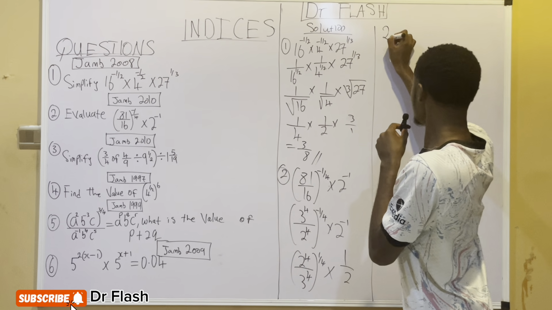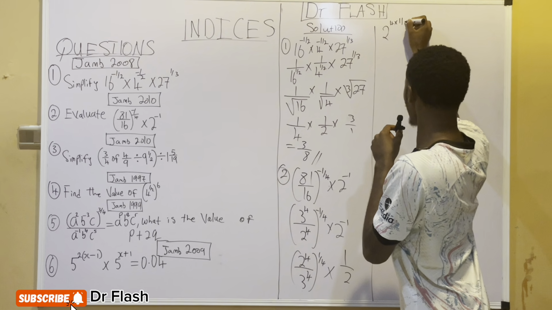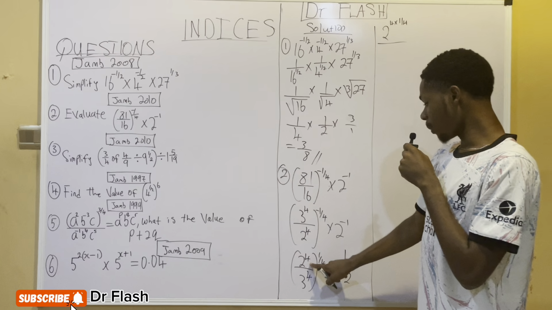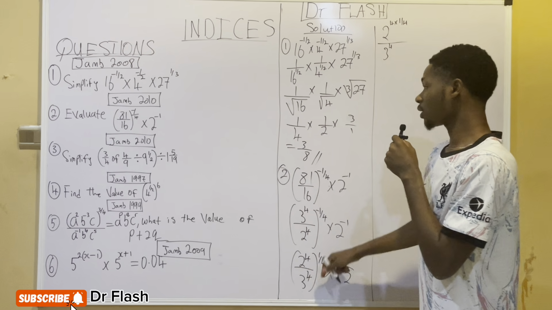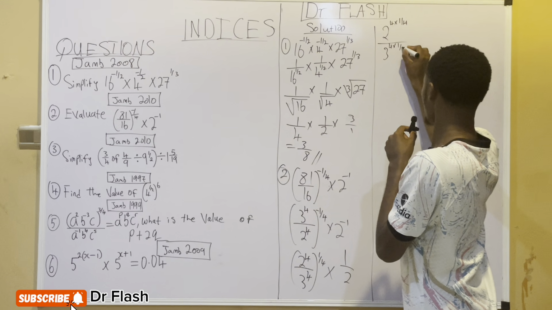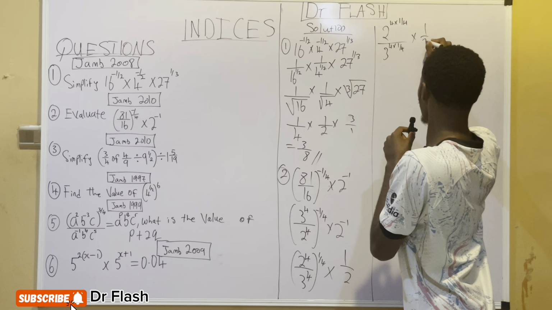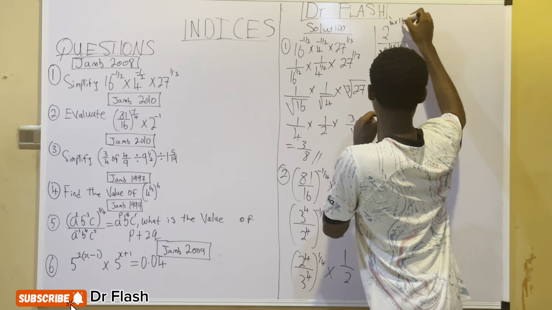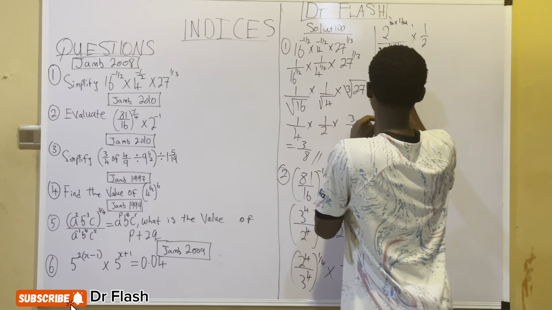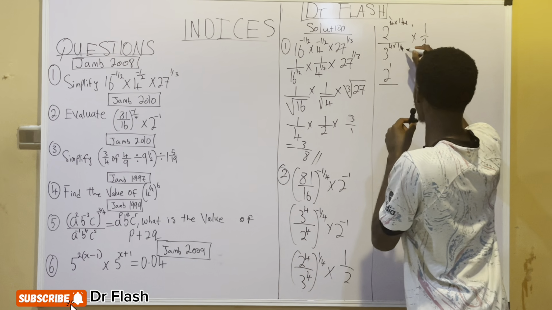This becomes 2 raised to power 4 times 1 over 4, which is from the numerator, and from the denominator 3 raised to power 4. This power is also going to affect it. So we're going to have times 1 over 4 times 1 over 2. Okay, let's simplify this further. Now 4 times 1 over 4 is 1, so we're left with 2 raised to power 1 divided by 3 raised to power 1.